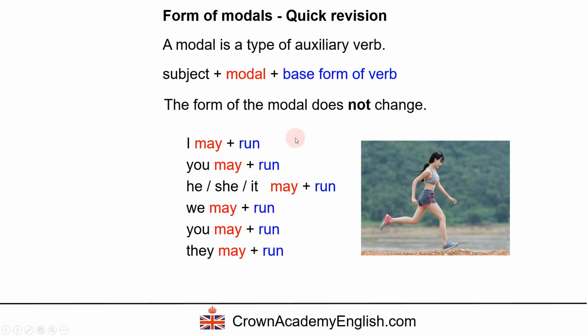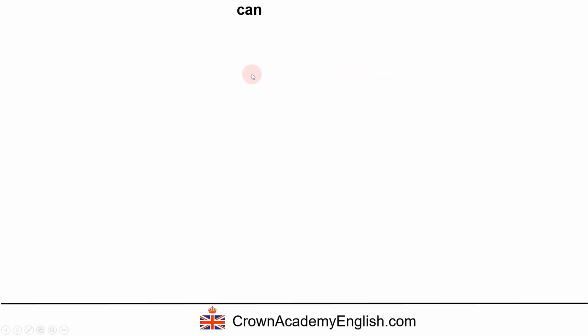Okay, so we have subject, modal, and then the base form of the verb. So this is the affirmative, and if it's a question, we invert the order, we change the order of the subject and the modal. So for a question we would have modal, then subject, then the base form of the verb. For example, may I run? Okay. So let's start with can.